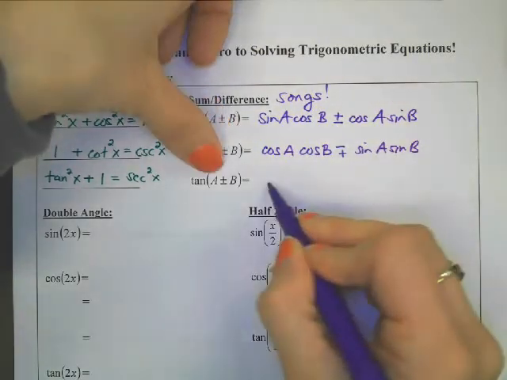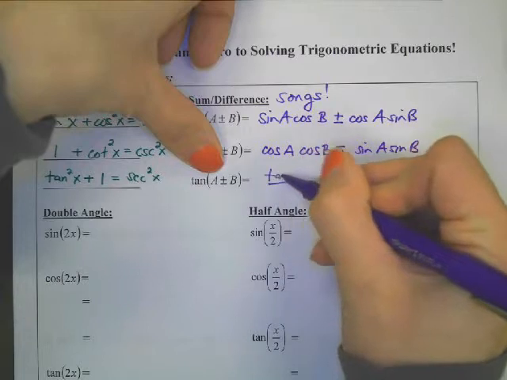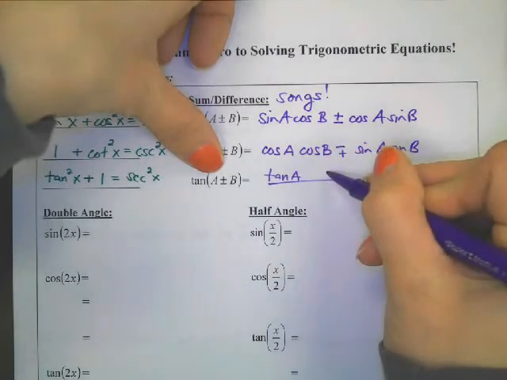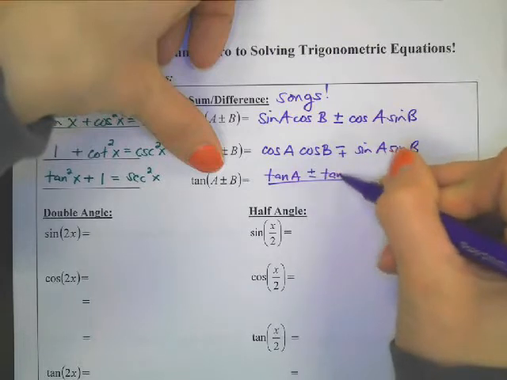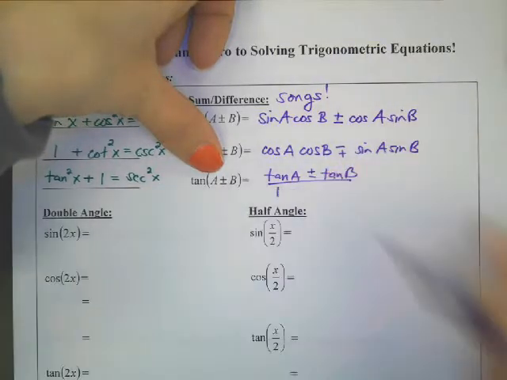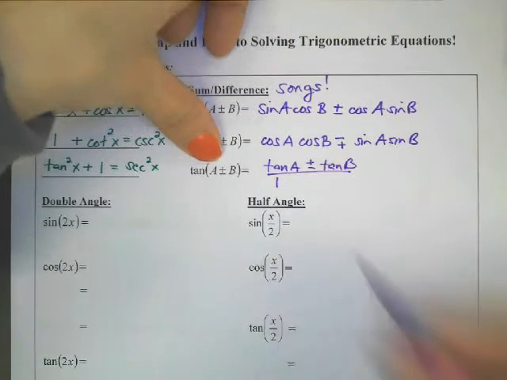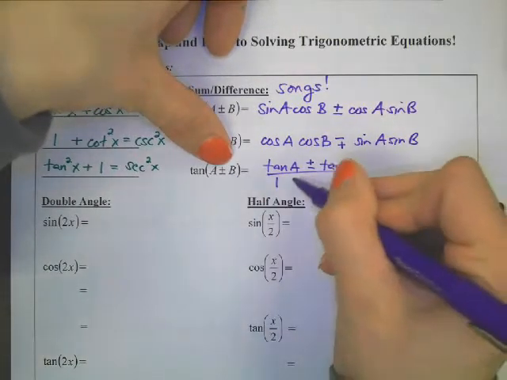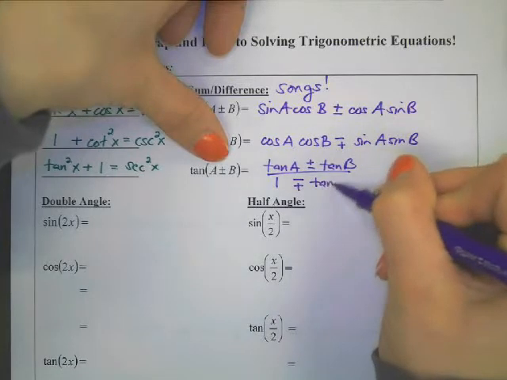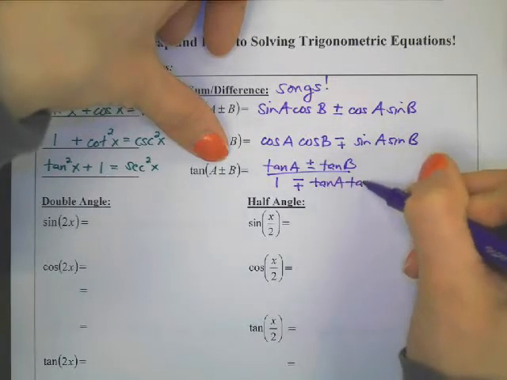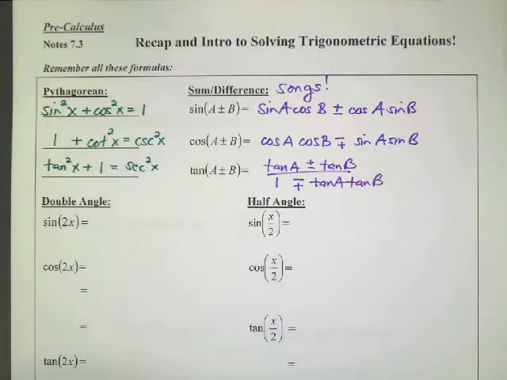And tangent has a huge fraction, and it goes tangent of the first angle plus or minus tangent of the second angle, over 1, and then there's a switcheroo down there. So if it's plus, it switches to minus, and minus switches to plus, so change, and then it's tangent of A times tangent of B.